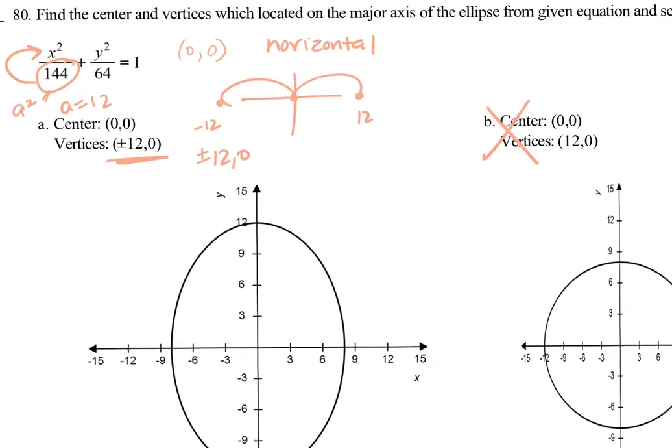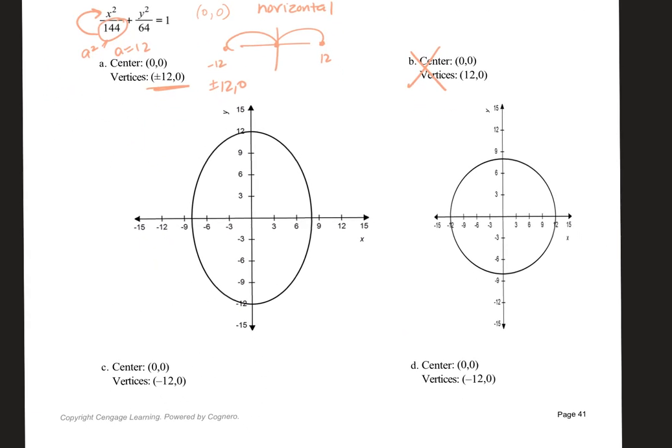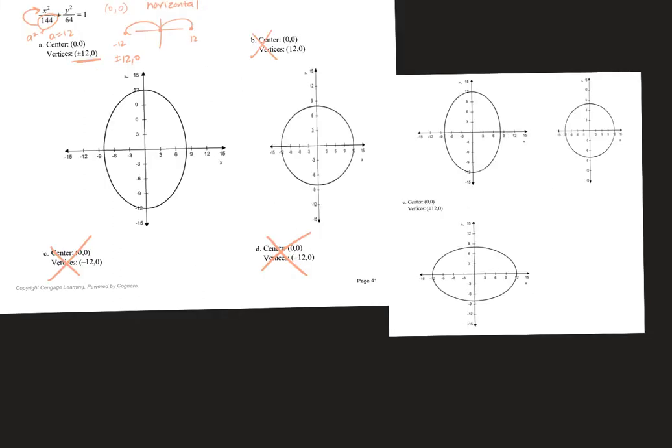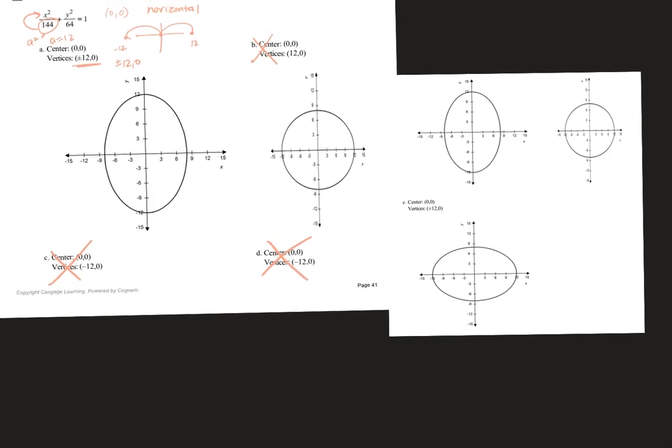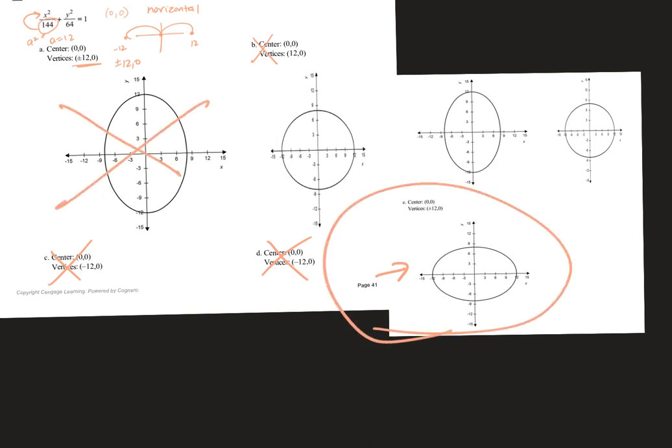Here, already I can cancel out. Here, already I can cancel out. Here, already I can cancel out. Okay, and then here's the only other one that has the same vertices. So then if you look at your graph, that means that I'm supposed to go right and left that 12, which rules out this one and means this is my answer. I didn't even have to look at b. If you do look at b, b squared is 64, so b is 8, so you're going up and down 8, and that continues to match that graph.